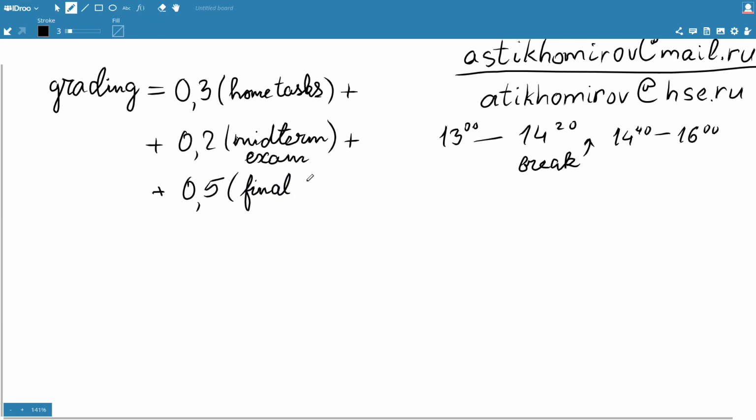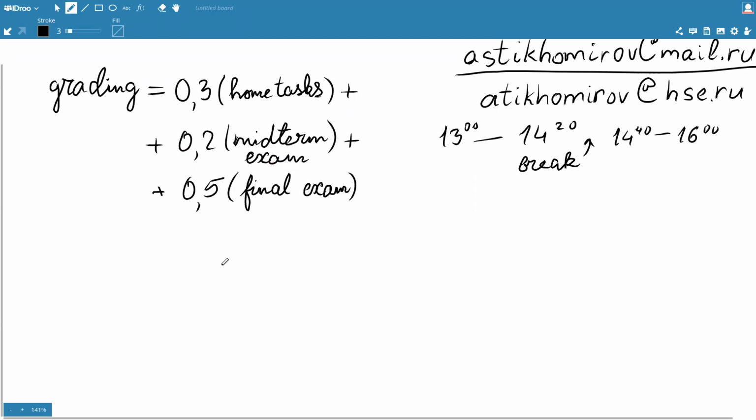Both exams are written, okay? So at the time of exam, each of you will receive 2 problems and do it during the time of exam, which will again take 1 lesson. Starts at 13 and ends at 16. Both exams are this.